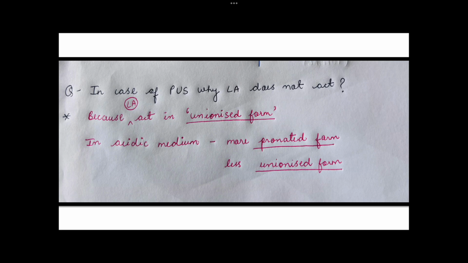Let's see. Okay, so this is the question that I was talking about. In case of pus, why does LA not act? Because LA, as I have explained earlier, acts in its unionized form. LA is a weak base and it acts in its unionized form. When the LA is in this form, it enters into the channels. In acidic medium there will be more protonated form and less unionized form. So that is the reason why LA does not act in acidic medium.